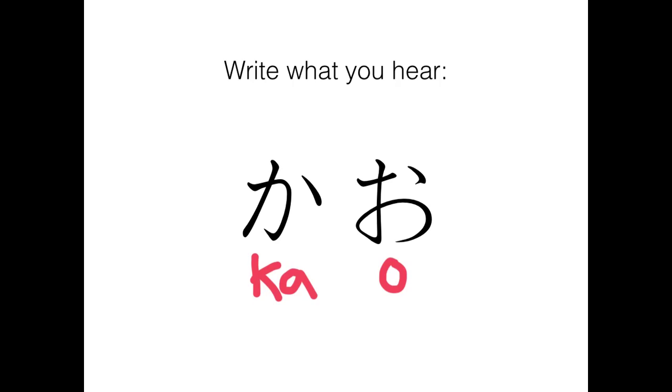All right, let's try one more. Okay, our next word is 4 syllables long. Here it is. Write down what you hear. O, o, ki, i. Pronounced more quickly, it is oki.